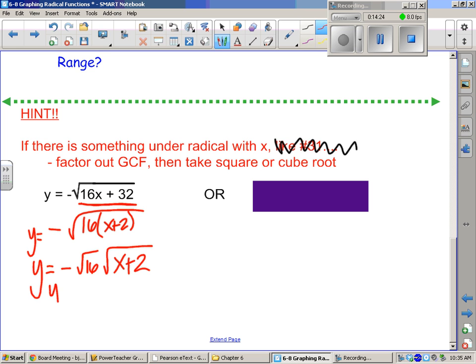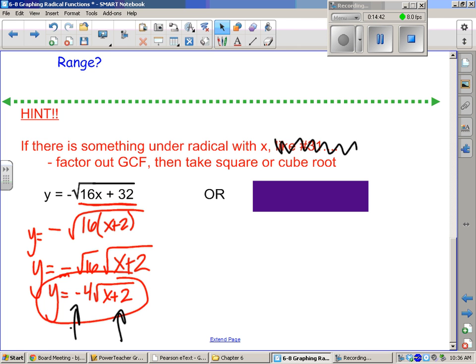So what is the square root of 16? 4. I'm going to multiply by the negative 1 out there. So negative 4 root x plus 2. I do believe your book also asks you to describe what happens. So this is a reflection because of the negative, and it's a stretch by a factor of 4, and then a translation to the left. To the left.